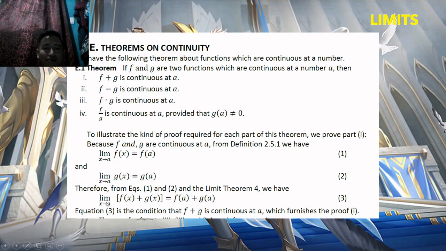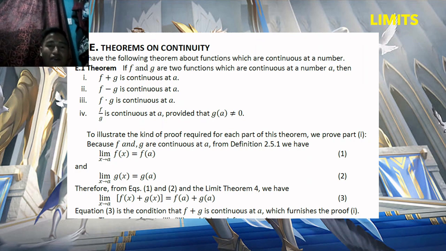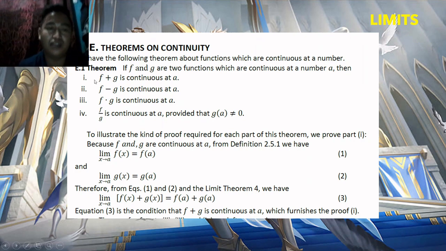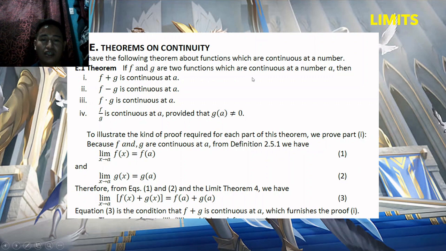Okay. Next, theorems on continuity. If f and g are two functions which are continuous at a number a, then it follows that the sum is continuous at a, the difference is continuous at a, the product, and then the quotient is continuous at a, provided that g(a) should not be equal to 0. g(a) must not equal 0 because otherwise it would be undefined. Okay. So let's prove part 1.